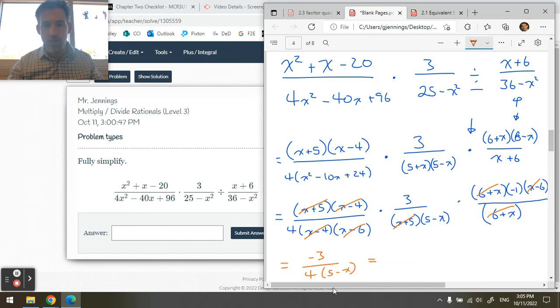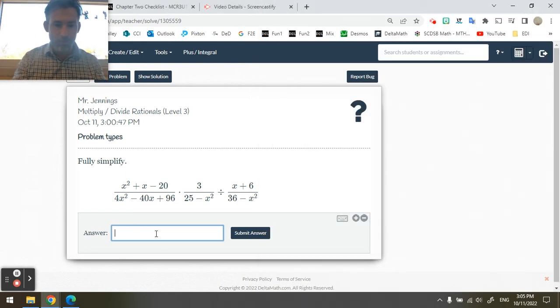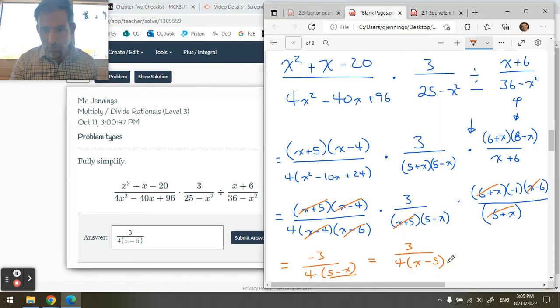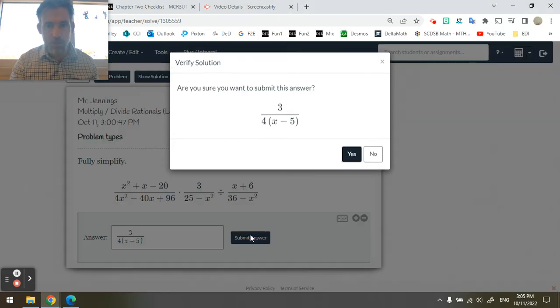And I could divide both the top and the bottom by negative 1 and say that that's 3 over 4 times x minus 5. I just flip the signs of this, which is effectively multiplying it by negative 1, and then I removed the extra negative from the top and the bottom. So I know Delta Math is going to like this: 3 over 4 multiplied by x minus 5. I believe that's what I had. 3 over 4 times x minus 5. Yes, let's see if it's right.